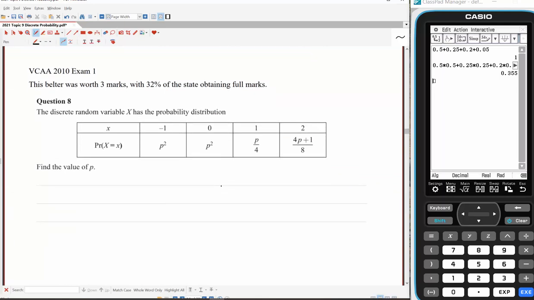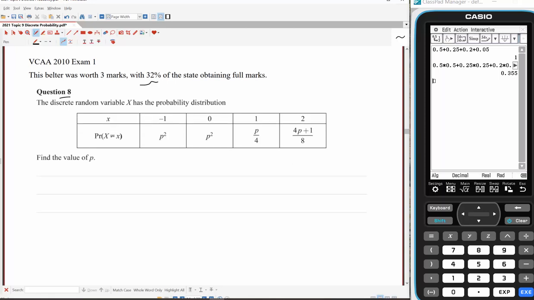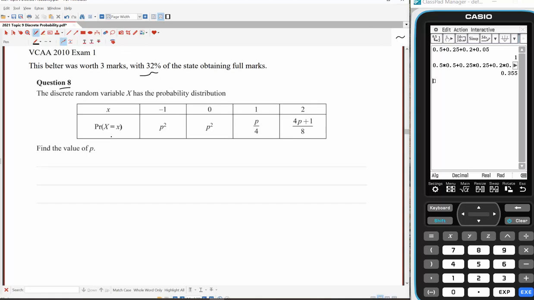This belter was worth 3 marks with 32% of the state obtaining full marks. So question 8 of exam 1 is probably 1 or 2 questions after this one. So this is some good gear here, and 3 marks is a lot of marks. So remember, paper 1 is worth 40 marks. So this is worth 3 marks. In fact, what's that as a percentage? I don't know why I'm doing this, but let's just do it. 7.5% of your mark came from this question.